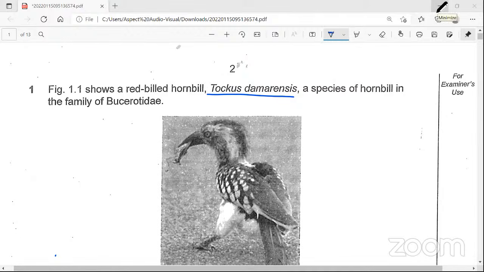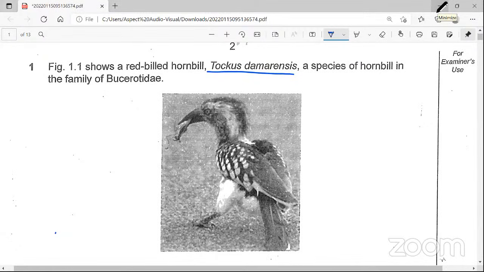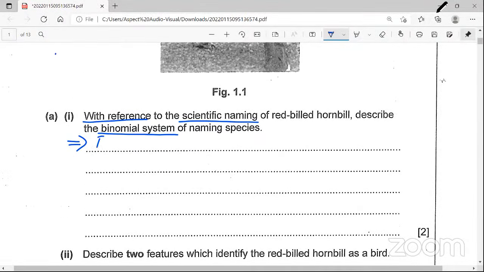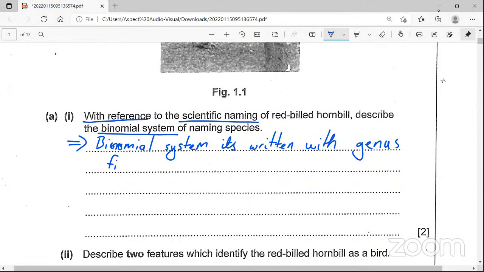Right, so let's look at it. Which one is the genus here, guys, with the scientific name? So remember, you need to explain with the binomial system. You write: binomial system. It's written with the genus first, are we together, and followed by the species.